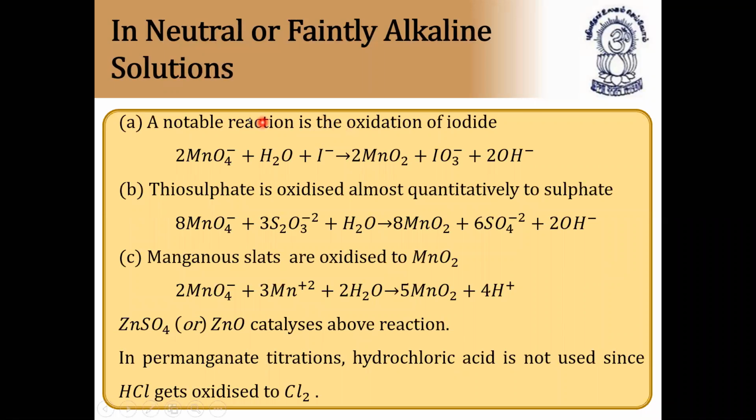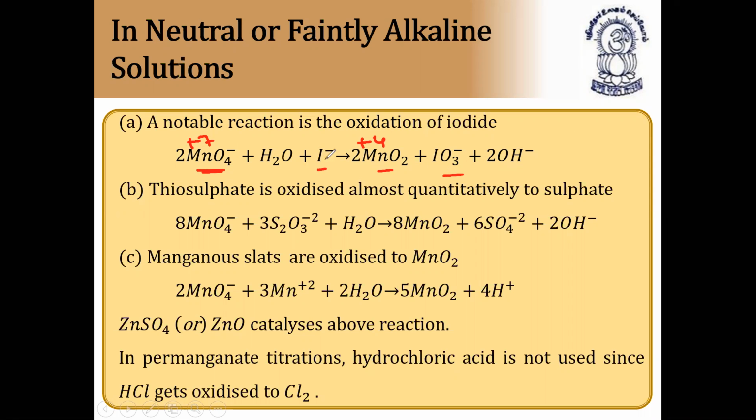In neutral or faintly alkaline solution, faintly meaning very slightly alkaline, permanganate ion changes to manganese dioxide, the +4 state. So this is called alkaline solution. The equivalent weight is equal to molecular weight by 3. So it oxidizes iodides to iodate.